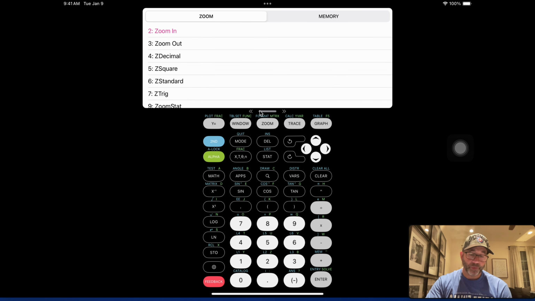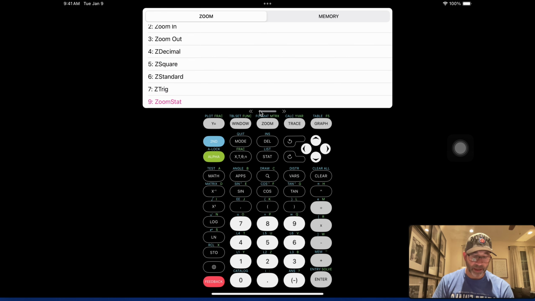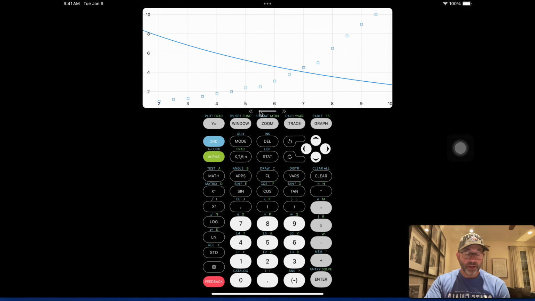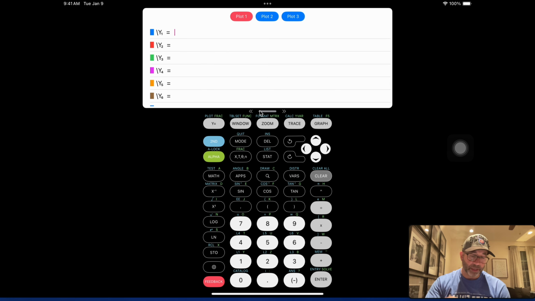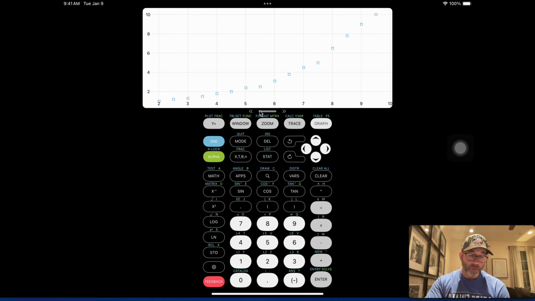So zoom, and then we're going to go down on this option all the way down to number 9, which is stat. And you'll see what it's going to do is graph all these points on the calculator. So you can see we have basically the same exact thing. This is if I wanted to do a graph of the points, which you're not always required to do. I just wanted you guys to see how to do it.